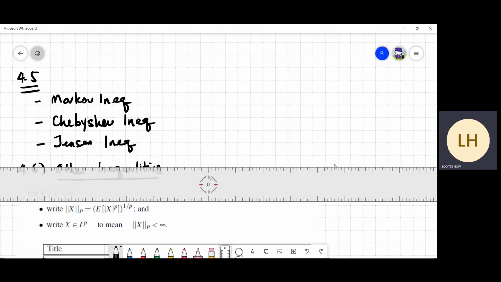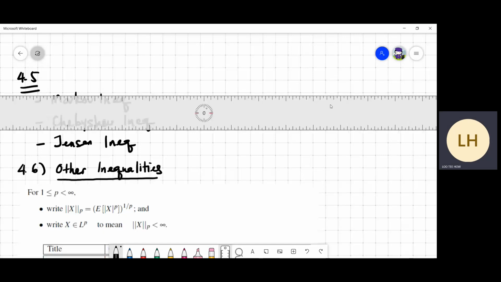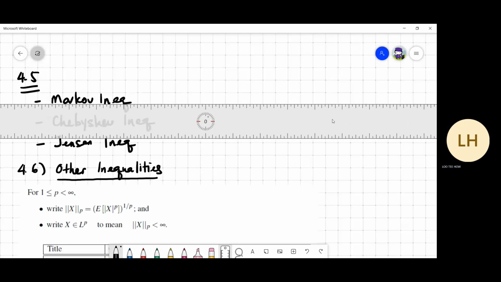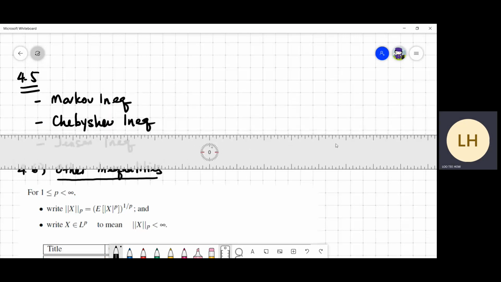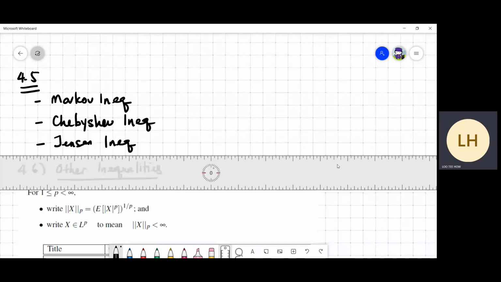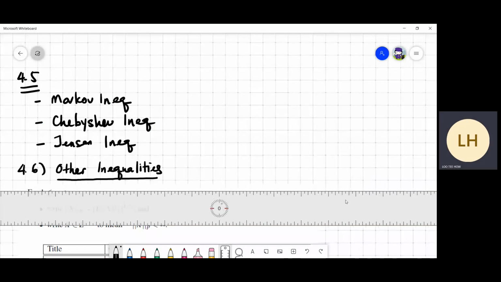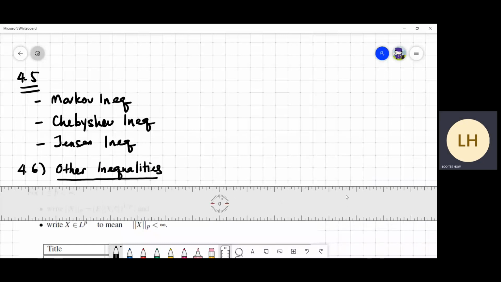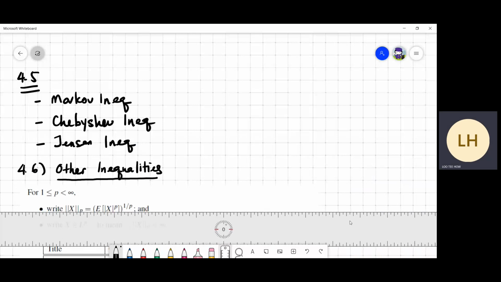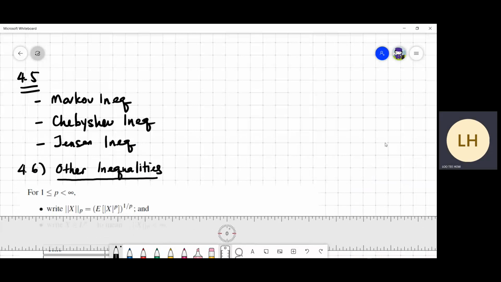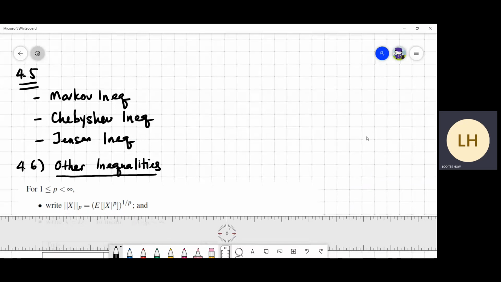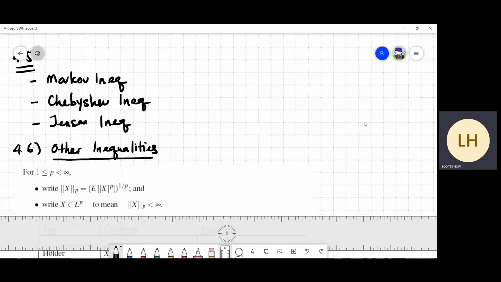In the last lecture, we discussed three inequalities: the Markov inequality, the Chebyshev inequality, and also the Jensen inequality. In the last section, 4.6, we will discuss other inequalities. To have a simple expression for the formulas, we introduce a new symbol.